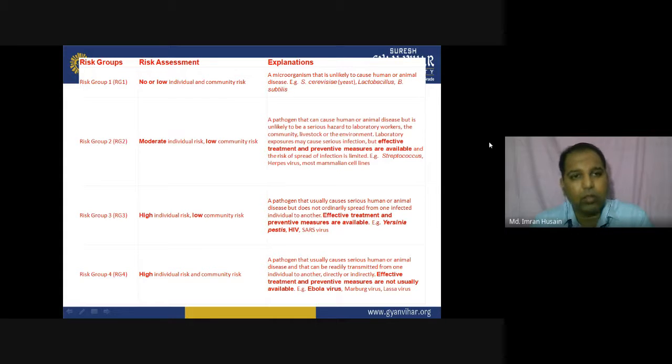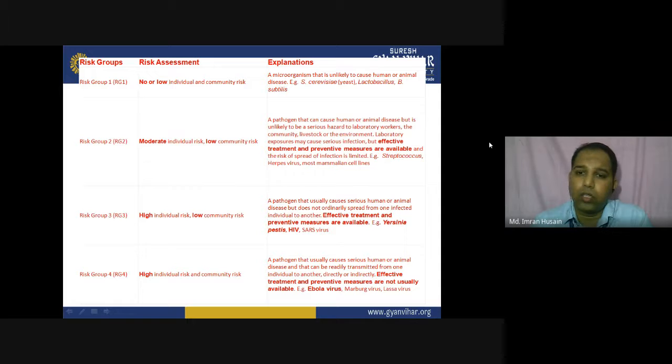So, whenever you are working on these microorganisms, you have to be careful whether they are pathogenic or not, whether they are dangerous or not. But you should always treat them as pathogens. Pathogens are pathogens. So risk group 3: high individual risk, low community risk. If the individual is affected, the risk is very high. The chances of catching infection are very high, but with low community risk, the community is less likely to get infection from that individual.